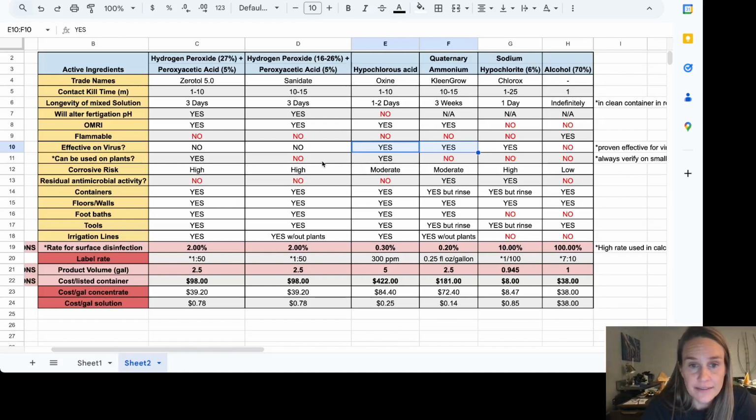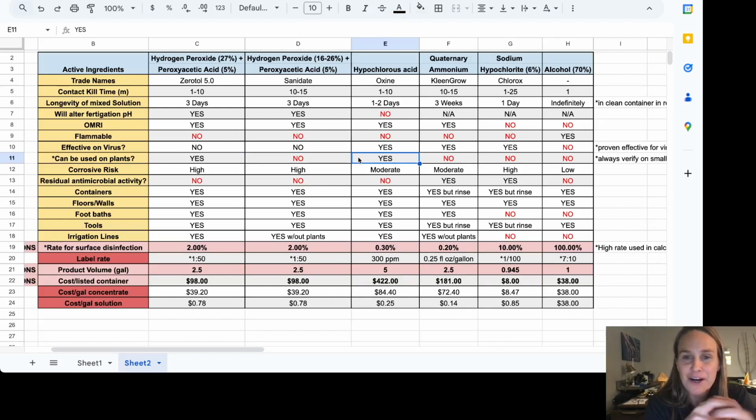Can it be used on plants? This is a huge deciding factor. Are you wanting to flush your plants while you flush your lines, or are you wanting to have a sanitizing agent always there in your system to keep microbes down? If you do, you really have to make a wise decision here because you don't have that many options. So of course xylitol can be used for it. Sanidate is not recommended. Hypochlorous acid, yes.